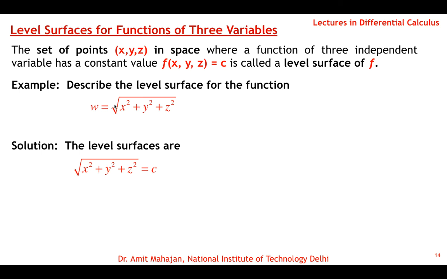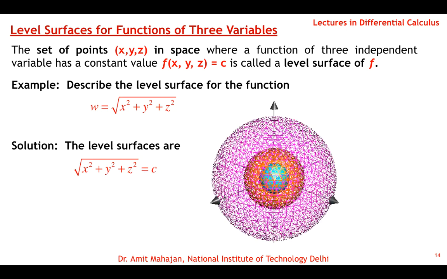Remember, this is a geometry in 4 dimensions, so we cannot plot it. We can visualize it using its level surfaces in 3 dimensions. These are spheres, and with different constant values I can generate different level surfaces, for example spheres of different radius. Here I have generated 3 spheres of different radius. The outermost is of radius 4, then the inner one is of radius 2, and inside it the blue one is of radius 1.